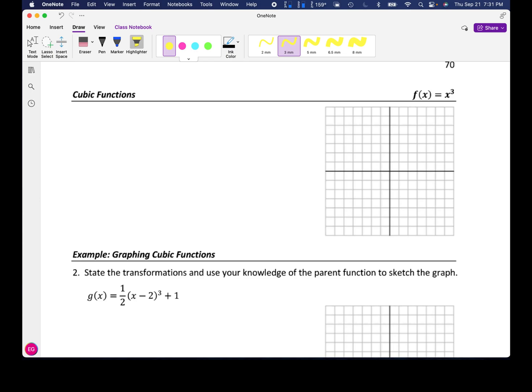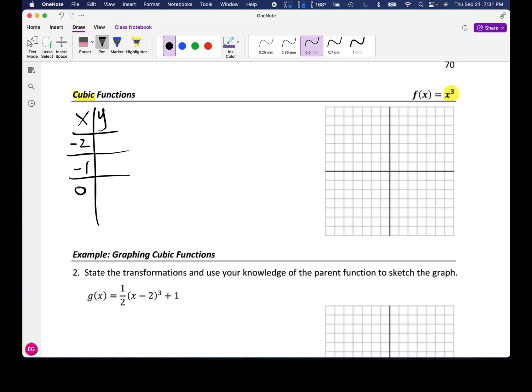So if we're doing a cubic function, that's going to be an x to the third. And if we don't know what that looks like, we make a table of values. The x values are just going to go -2 to 2, but our y value is now x to the third. So I'm going to do -2 to the third. That gives me -8. -1 to the third is -1. 0 to the third is 0. 1 to the third is 1. And 2 to the third is 8.